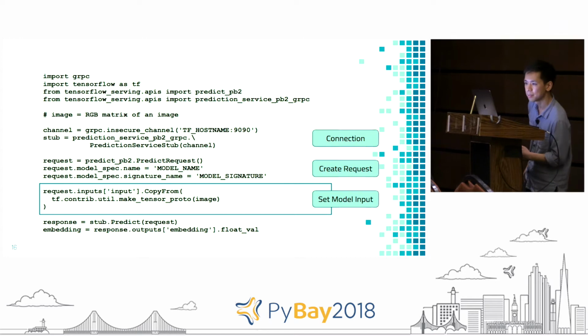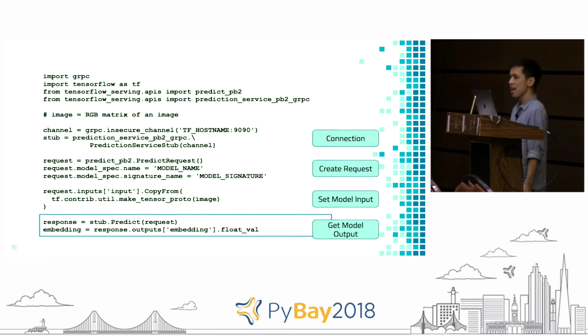Then you want to set your model's input, and the input to our model is just going to be an image. And you send that request down to TensorFlow serving, then you get back a response where you can pull out the embedding from your model.